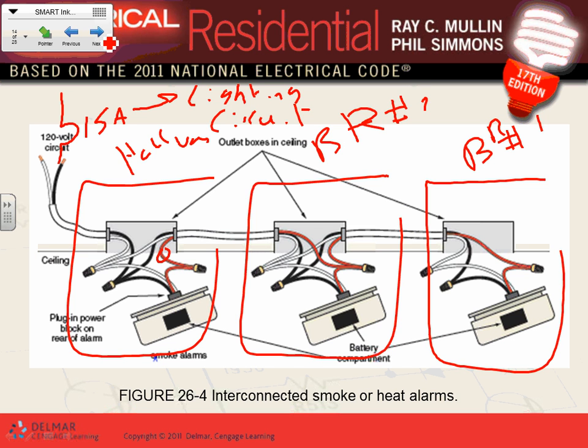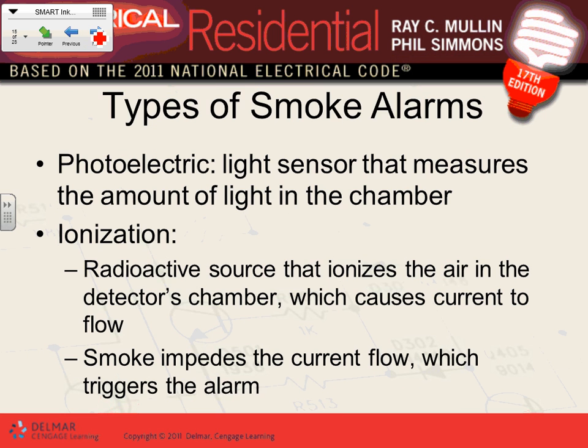So if this goes off, what do you think the other two will do? They will go off too. And all of them have batteries on it. That's a requirement by the 72. Can I have a thumbs up? Say, Chad, this is exactly how we're going to wire this apartment. Cool? All right. So that's basically the requirement that we're going to have.